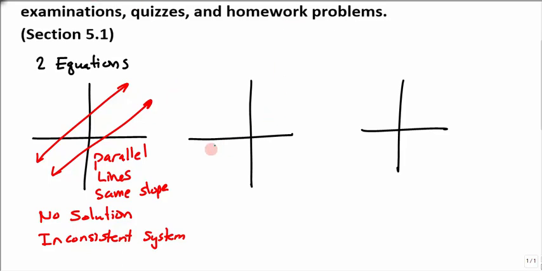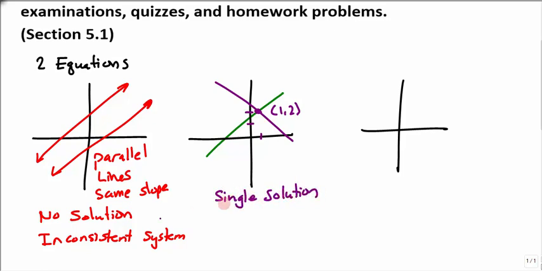Another situation that we could have is I could graph my two lines, and my two lines intersect at a particular point. So we could say that this is the point, let's say 1, 2. So this has a single solution, and this is the usual, typical case that you'll see. Now if that was inconsistent, this is called a consistent system. That means a solution exists.